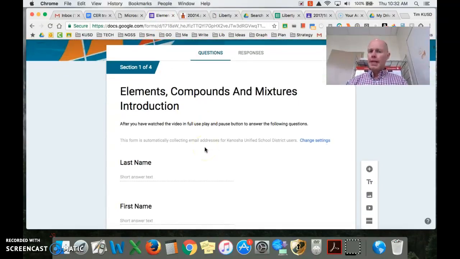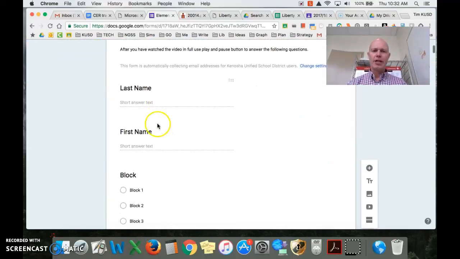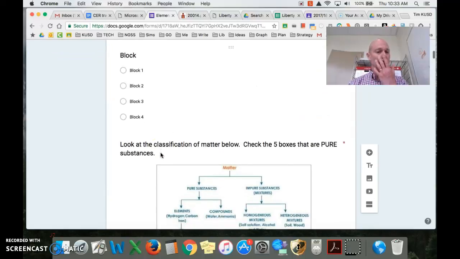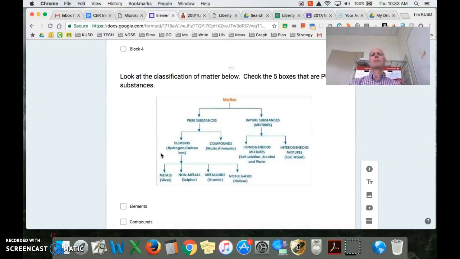Alright, today your learning goal is to learn what an element is, what a compound is, and how are they different. That's the key learning goal. Go ahead right now and put in your last name and your first name, put in your block number, and then if you wouldn't mind, let's just go through this right now.